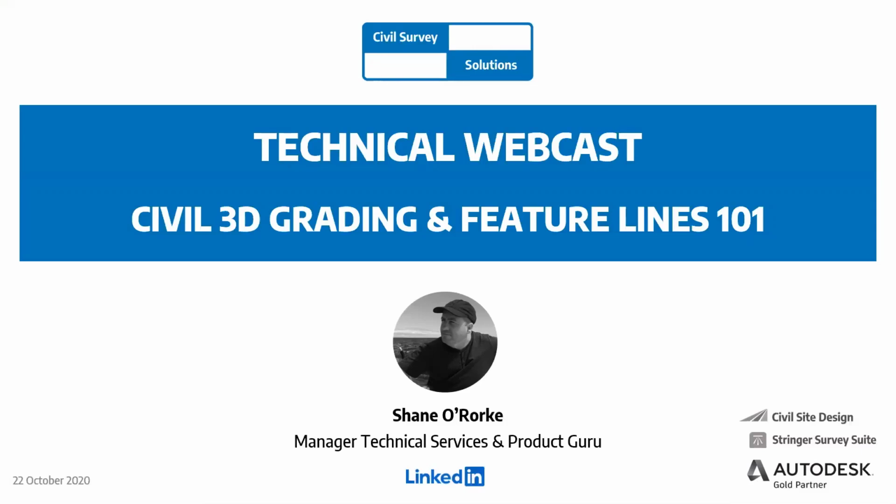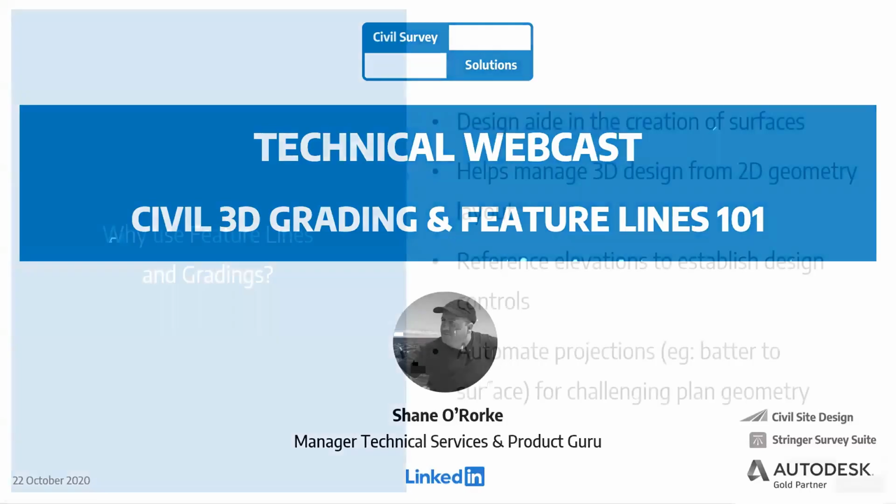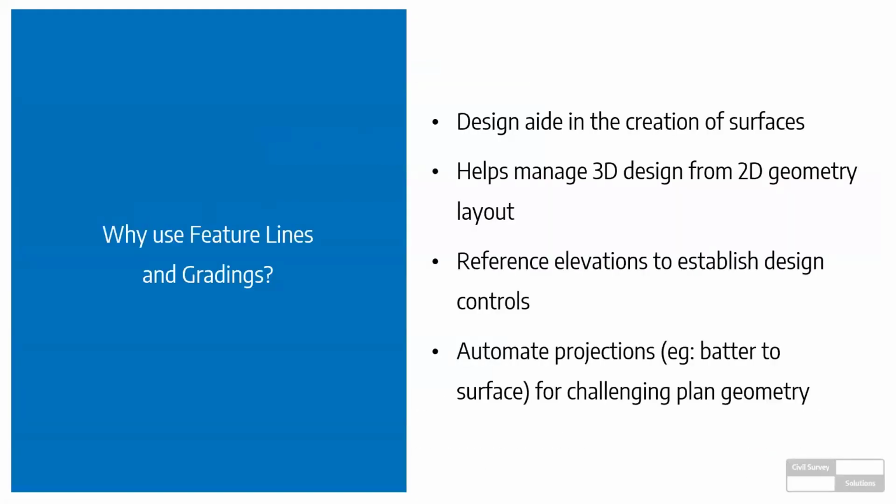So what I'm going to do is just kick off with a quick description of where grading and feature lines fit in with Civil 3D. And the question you've got to ask yourselves is, well, what's their purpose? Why would you use them? The big thing about feature lines is that it's quite a core component of Civil 3D.